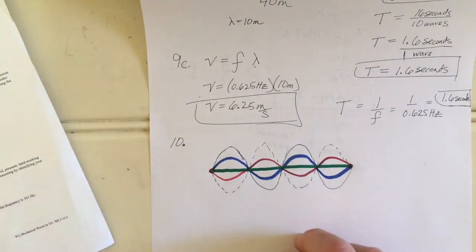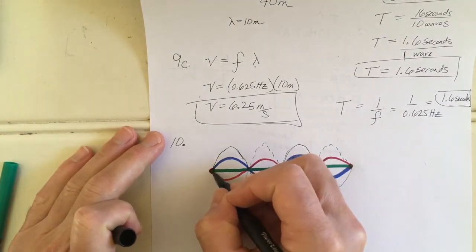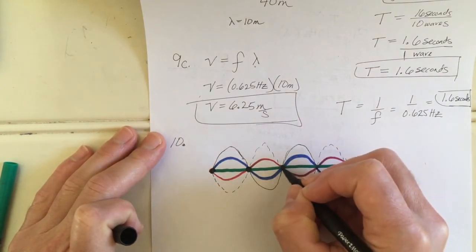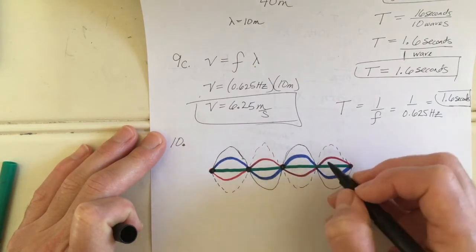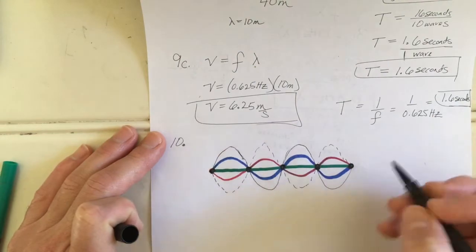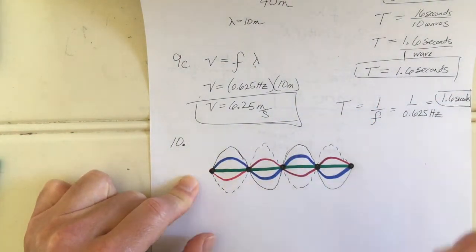I should probably draw in those nodes again. Node isn't the same as mode, but anyways, I don't want to confuse you there. So here are my nodes with an N, N-O-D-E, 1, 2, 3, 4, and 5. So there's a node at each of their hands, and then the standing wave that just goes back and forth like that.